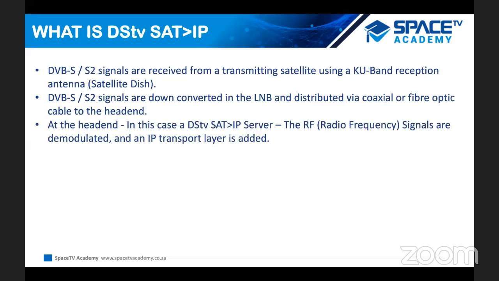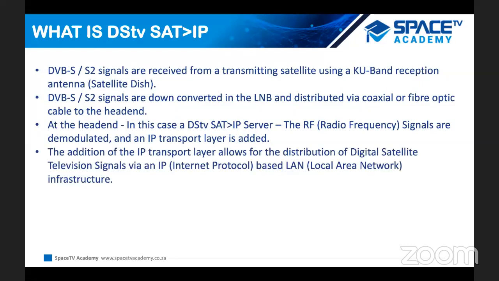And then at the head end, which in this case is a digital DStv SATIP server, the RF radio frequency signals are demodulated and an IP transport layer is added. So this is where the differences come in. The addition of the IP transport layer allows for the distribution of digital satellite television signals via an IP, which is Internet Protocol-based LAN, which is a local area network infrastructure.